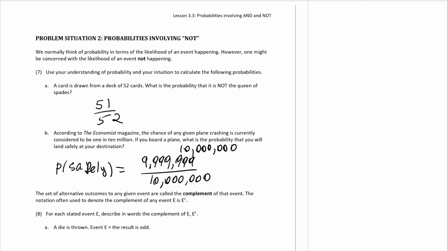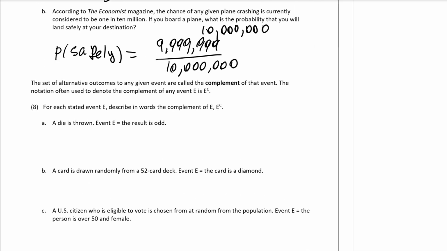So the set of alternative outcomes to any given event is called the complement of the event. The notation often used to denote the complement of any event is E complement, like that, with the EC. A die is thrown, event E, the result is odd. For each of these events, describe in words what the complement is. So if the event is odd, what would be the complement? And the complement is the alternative event, right? The other outcome.